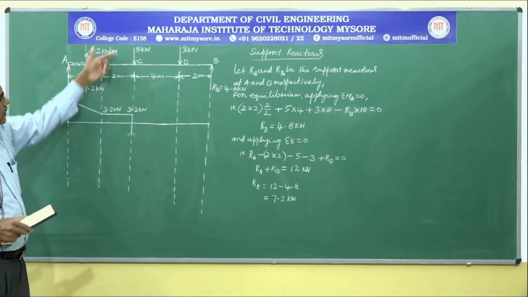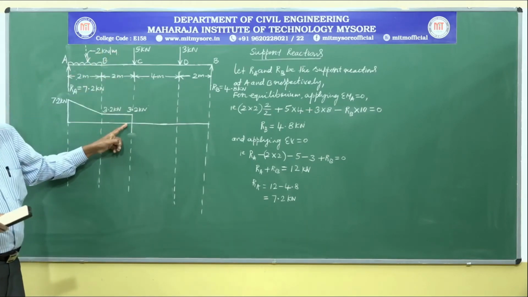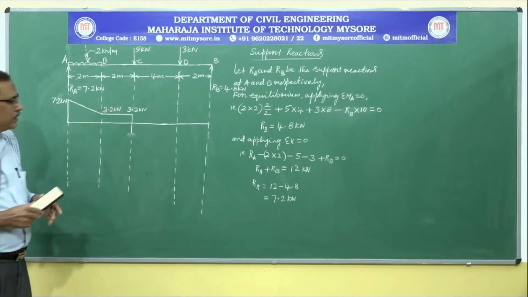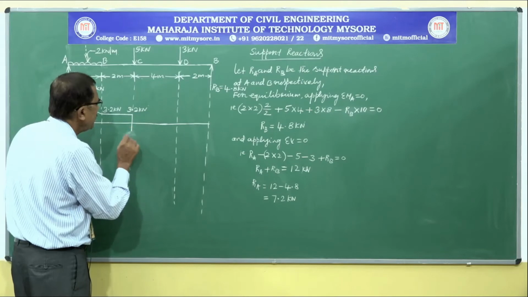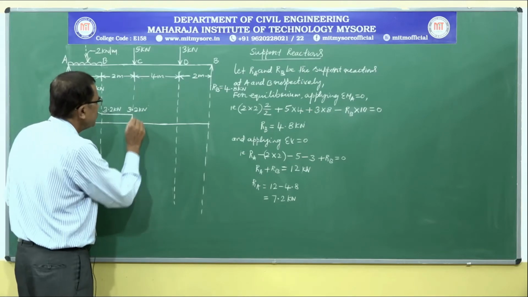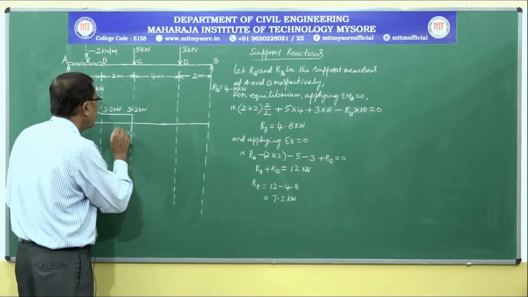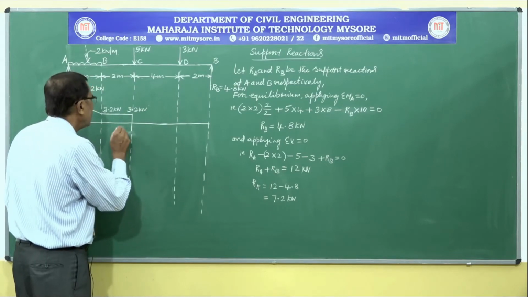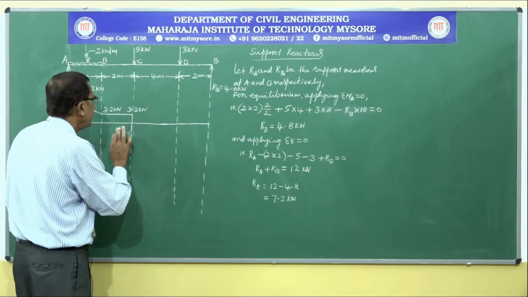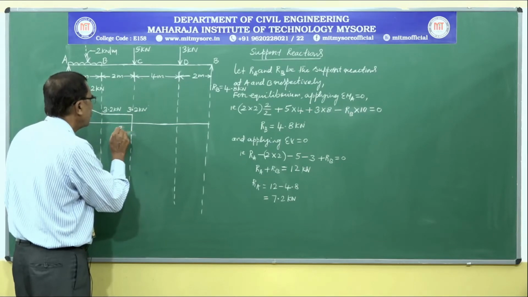It is 5 minus 3.2, 1.8 kilonewton. So the shear force diagram changed its sign from positive to negative at point C. The downward value is 1.8 kilonewton.